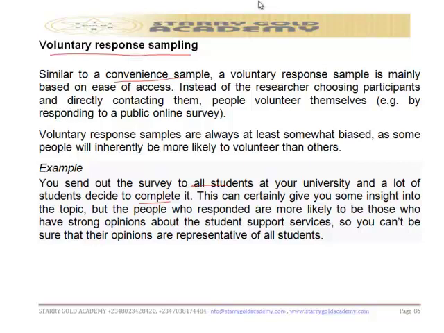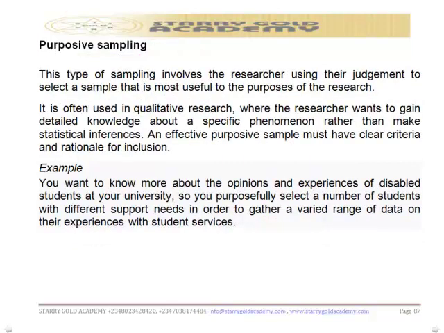The next one is purposive sampling. This type of sampling involves the researcher using their judgment to select a sample that is most useful for the purposes of the research. It is often used in qualitative research, where researchers want to gain detailed knowledge about a specific phenomenon rather than make statistical inferences.